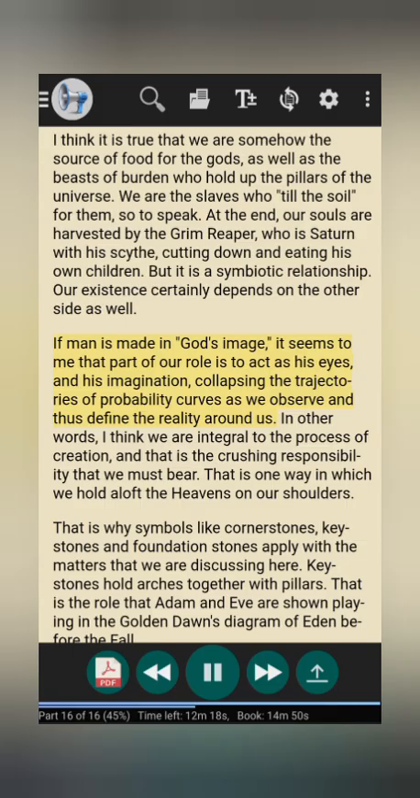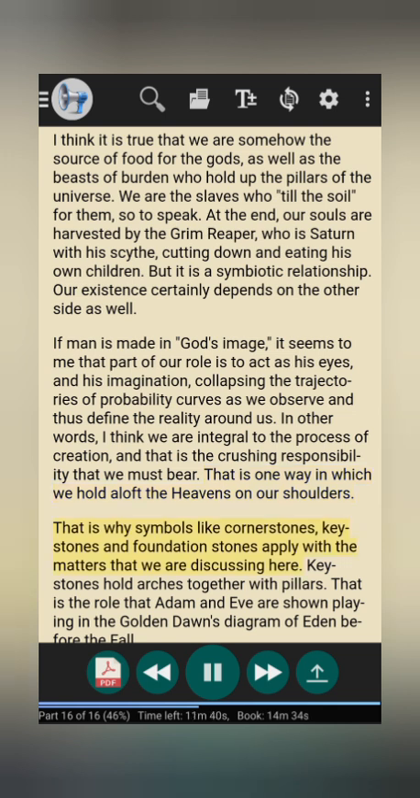If man is made in God's image, it seems to me that part of our role is to act as his eyes and his imagination, collapsing the trajectories of probability curves as we observe and thus define the reality around us. In other words, I think we are integral to the process of creation, and that is the crushing responsibility that we must bear. That is one way in which we hold aloft the heavens on our shoulders.